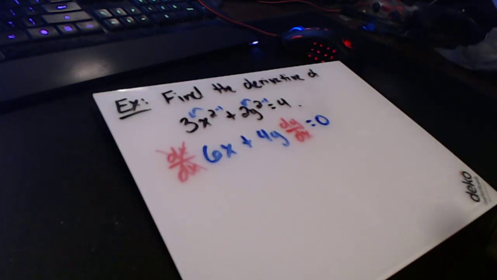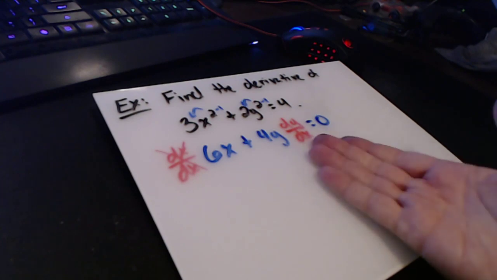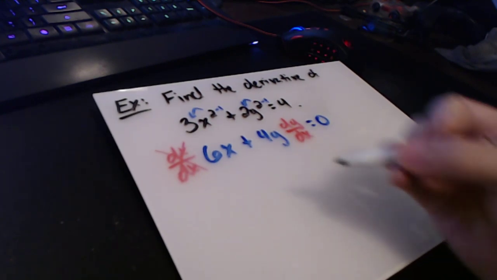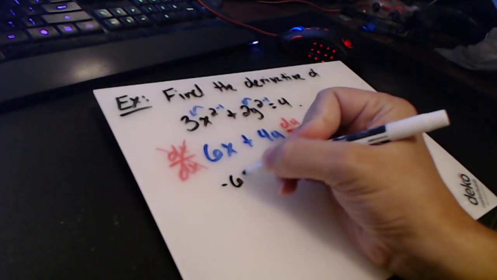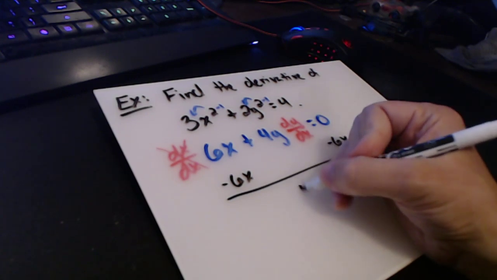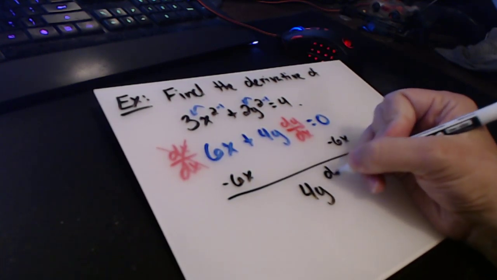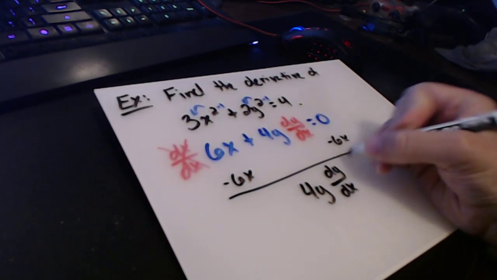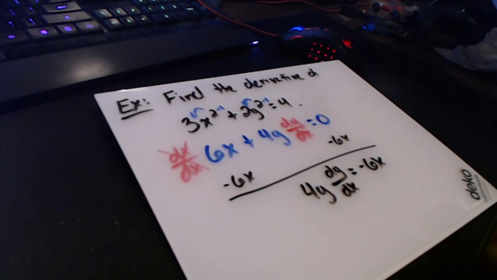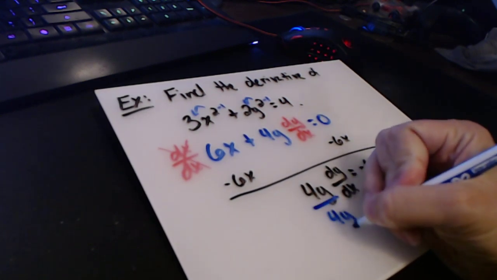All right. At this point, you've done the calculus, and now you're on to doing the algebra. So you're just solving this equation for dy dx. In order to do that, the first thing you have to do is subtract 6x from both sides. So we're left with 4y dy dx equals negative 6x. Now we're going to divide by 4y.